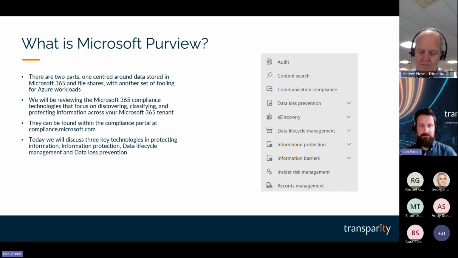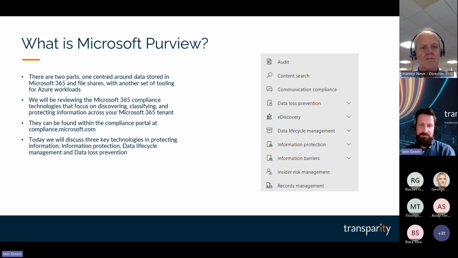So if we start with the first question of what is Microsoft Purview? Fundamentally, there's two parts. One is centered around data stored in Microsoft 365 and within your file shares. And there is another set of tooling that is used to concentrate on Azure workloads and the data governance portal. So primarily today, we'll be looking at the technologies that are concentrated around Microsoft 365.